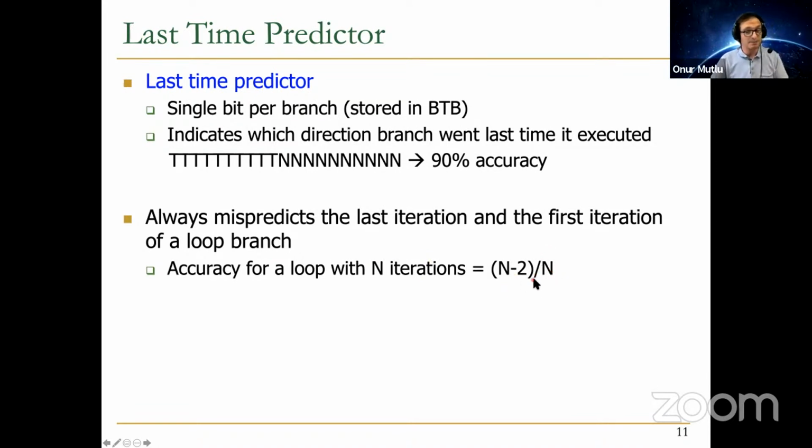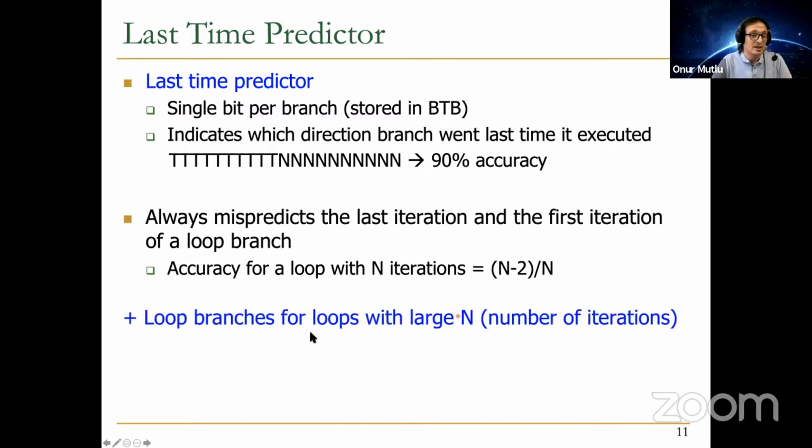Now, this is not a problem if n is large. If n is like 1 million or 1 billion, right? You have a lot of iterations in your loop. You're iterating over a large array, for example. Not a problem. You get close to 100% accuracy. Now, if your n is very small, like 2, for example, then you get 0% accuracy, right? 2 meaning you take the loop branch once. The next time you get out of the loop. So basically you execute the loop once. That's the minimum number of times you execute the loop, assuming you go into the loop, of course, right?